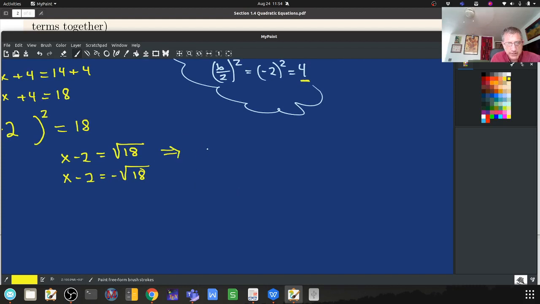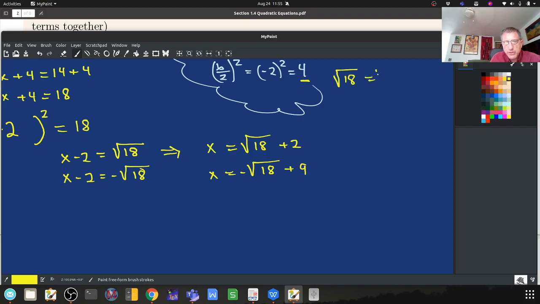This implies that x is equal to the square root of 18 plus 2. And this implies x is equal to minus the square root of 18 plus 2. But the question is, can I simplify the square root of 18?